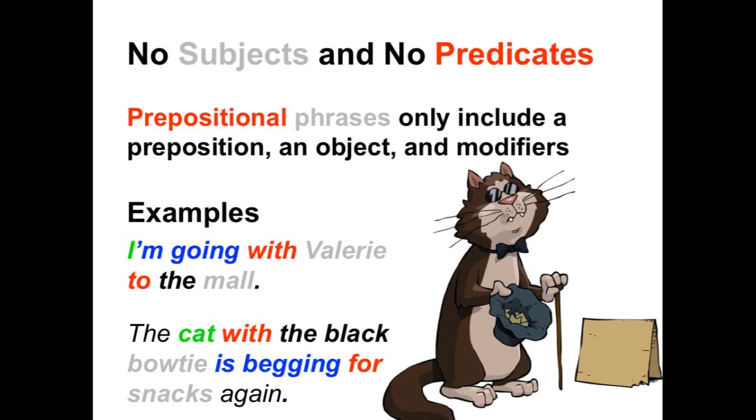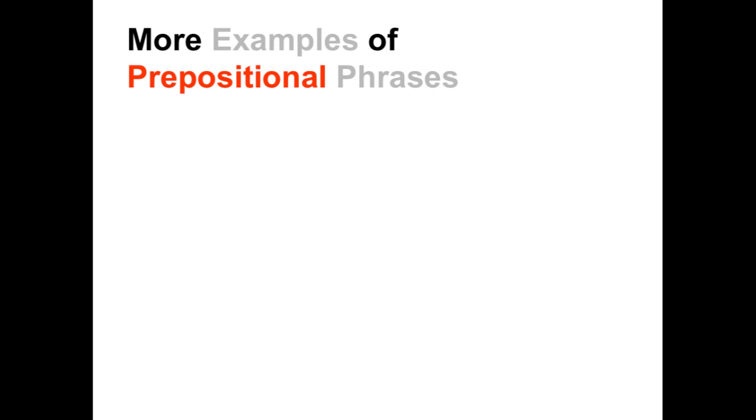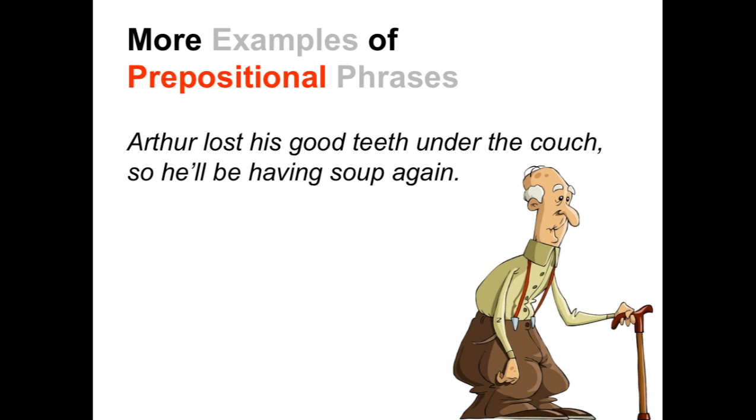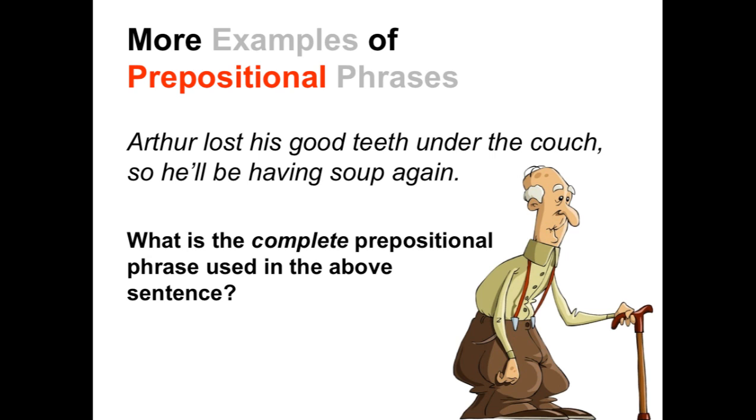Nonetheless, this prepositional phrase, with the black bow tie, includes neither the subject, cat, nor the predicate, is begging, even though it comes between them. This sentence has an additional prepositional phrase, beginning with the preposition for and ending with the object snacks. Here are some more examples of sentences with prepositional phrases. Arthur lost his good teeth under the couch, so he'll be having soup again. What is the complete prepositional phrase used in this sentence?